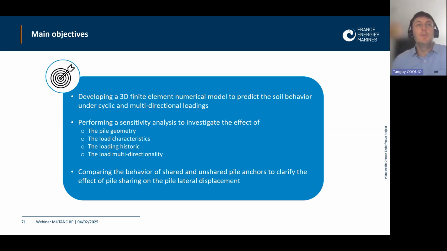The idea here was to develop a 3D finite element model to predict the soil behavior under cyclic and multidirectional loadings, to then perform a sensitivity analysis to investigate the effect of the pile geometry, the load characteristics, and the load history, but also the load multidirectionality, and finally to compare the behavior of shared and unshared pile anchors to clarify the effect of pile sharing on the lateral pile displacement.